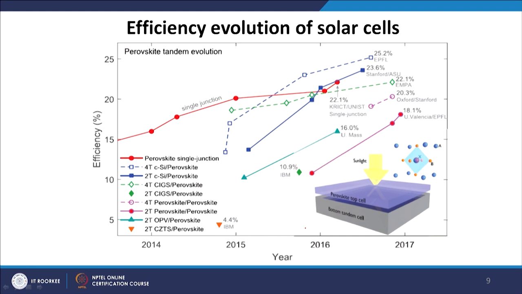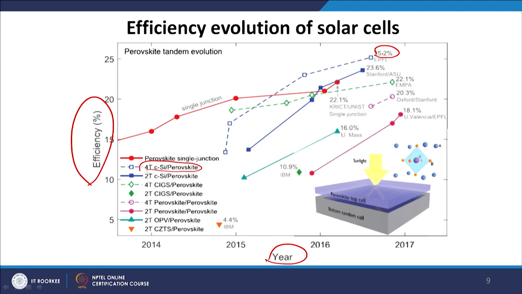Here we are showing the efficiency revolutions of the solar cell, and as you can see, in the y axis we have the efficiency in percentage and the x axis is the year. Although it has been shown until 2017, you can see that the perovskite single junction solar cell efficiency is increasing. But what about the 4 terminal silicon perovskite solar cell? Let us look at this graph. You see that the steepness of the curve is very, very high. The efficiency has been reported by an EPFL group at 25.2%.